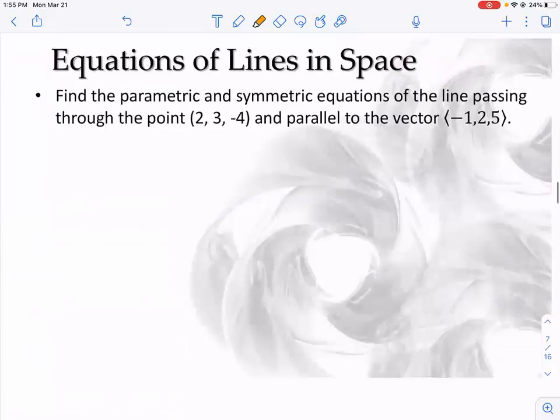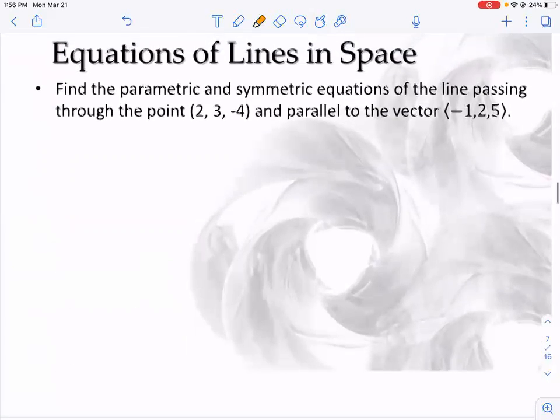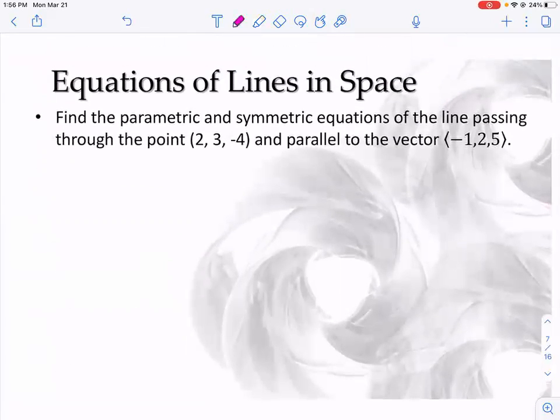Okay, so here we go. Go ahead and write down example. We're going to find the parametric and symmetric equations of the line passing through the point 2, 3, -4, parallel to the vector -1, 2, 5. Write down what you need to.